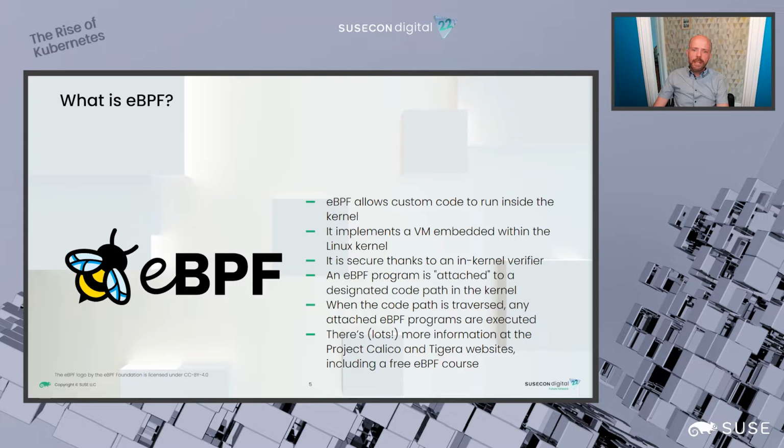eBPF programs can be attached to designated code paths within the kernel, and then when those code paths are reached, the eBPF code is executed. Now, Calico uses eBPF as an optional data plane choice, which brings with it additional features, and we'll dive into what those are in a moment.